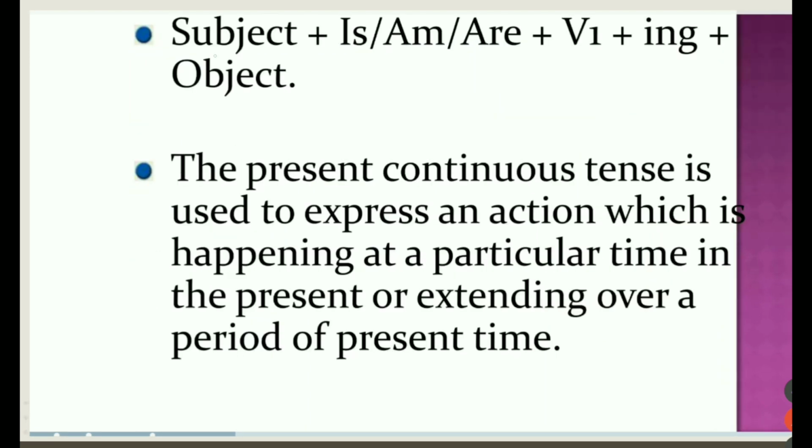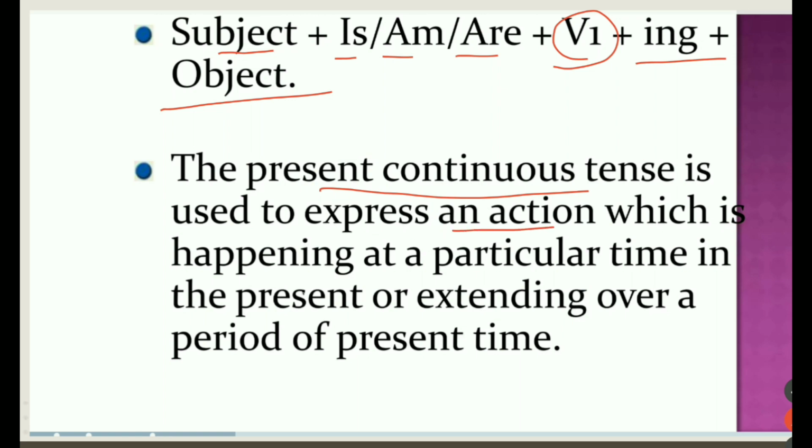Now, the next is subject plus is, am, or are plus V1 plus ing plus object. Now, this is the present continuous tense. It is used to express an action which is happening at a particular time in the present or extending over a period of present time.